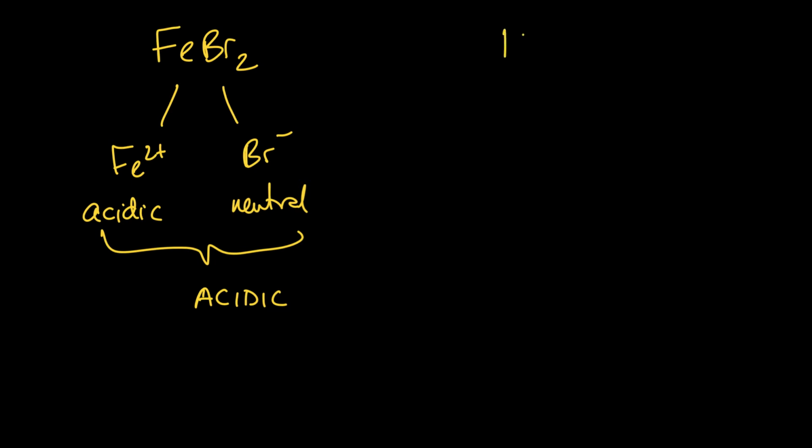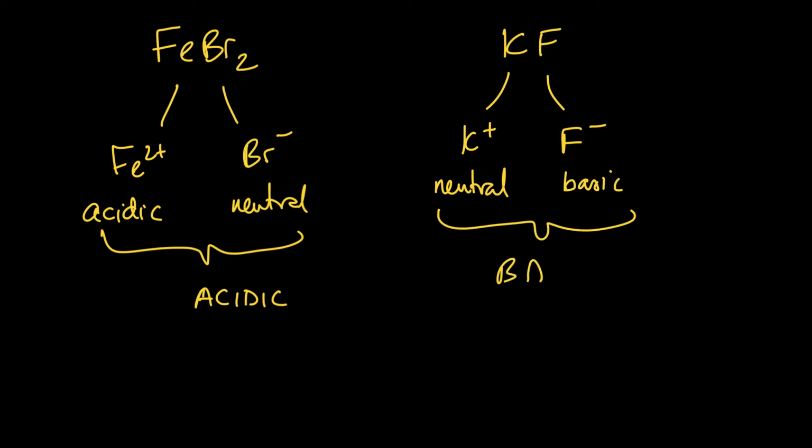Okay, so we'll go ahead and look at a couple more examples. So if we had something like KF, you've got K+ and F-. K+ is coming from the potassium hydroxide, the strong base, so that means that it's going to be neutral. F- is not coming from a strong acid, so it's not coming from that list of 5 or 6 strong acids, therefore it must be a weak base. And so if we've got a neutral side and a basic side, the whole shebang is going to be basic. Okay, so here's some for you to try.